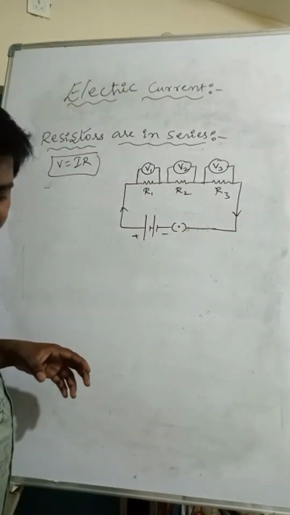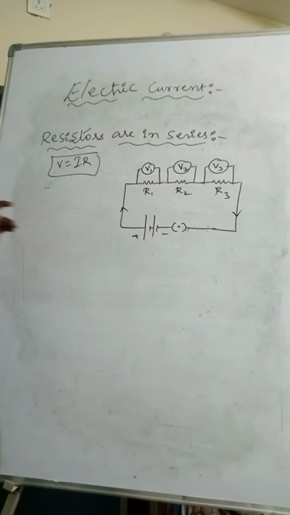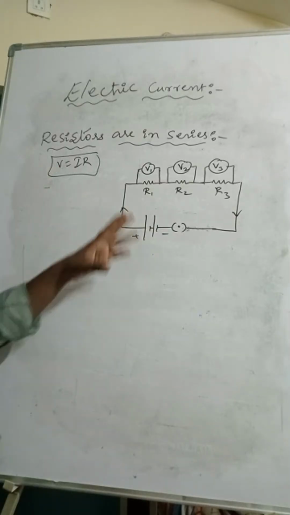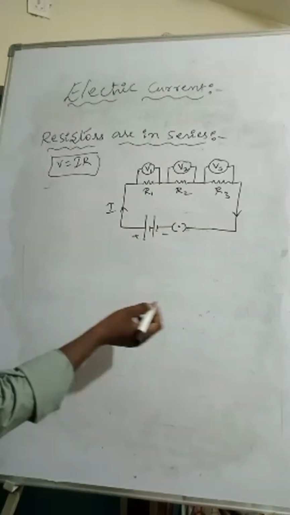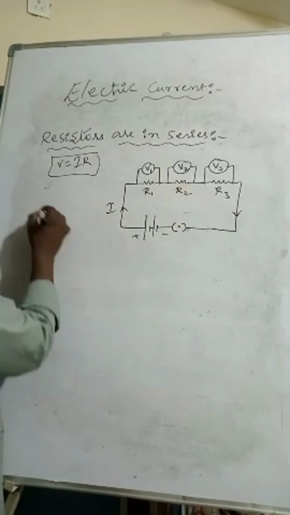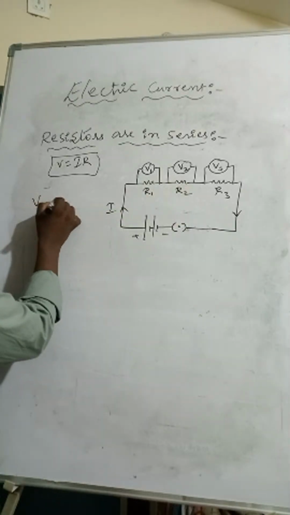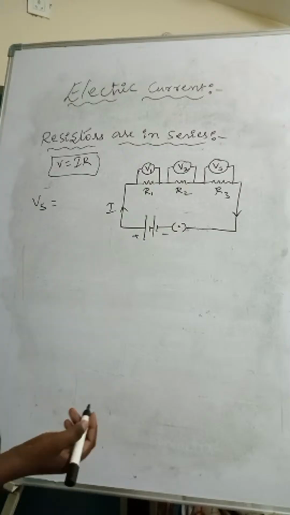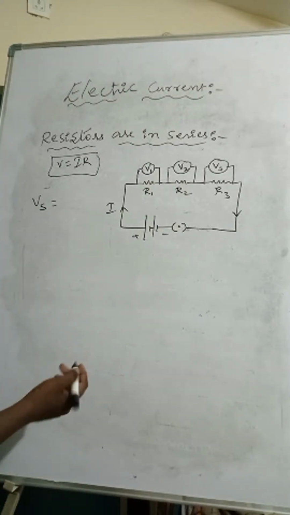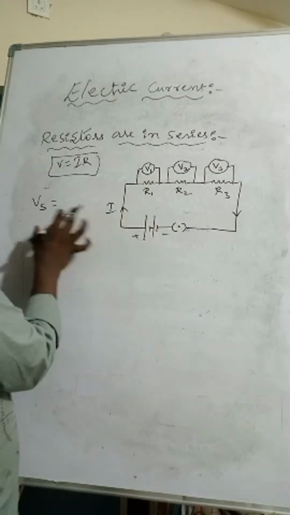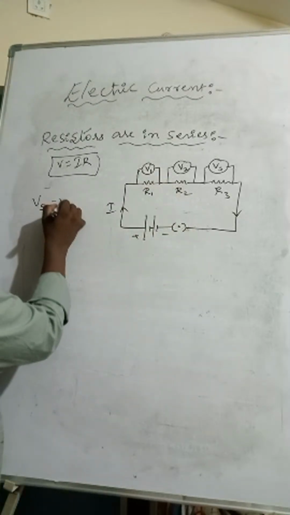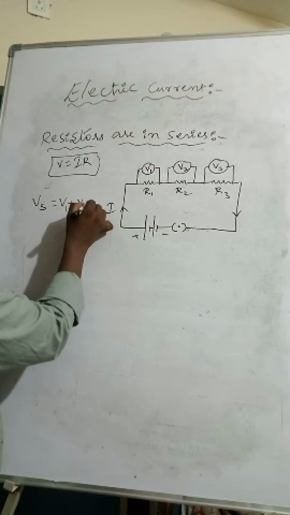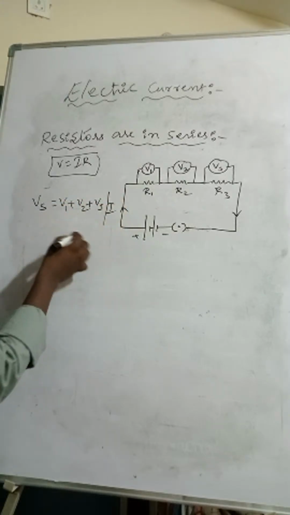Current is passing. From Ohm's law we are considering V equal to IR. Current is passing, right? Now the current throughout is the same, but the potential difference is different. So Vs, the equivalent or total potential difference, is Vs equal to V1 plus V2 plus V3.